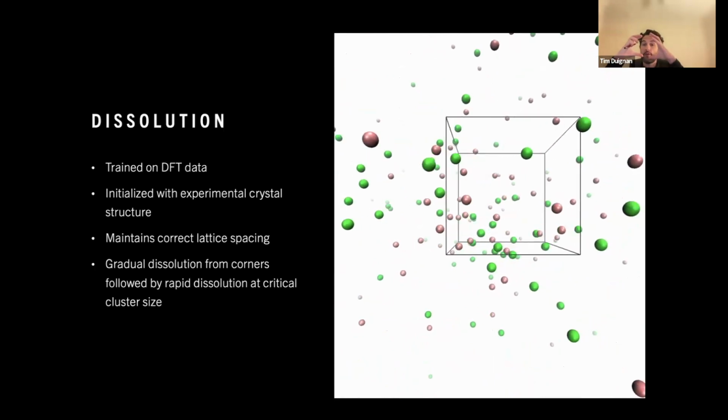That's a thing called the critical nucleus size. Below that size, it's no longer thermodynamically stable and it rapidly dissolves and disintegrates. So, it seems to be following the correct physical pathway as well, even though it's never seen a crystal. It's only seen this disordered solution phase training data, which is very exciting too.